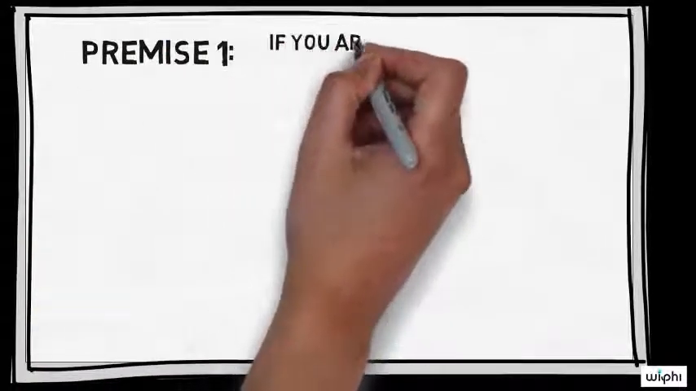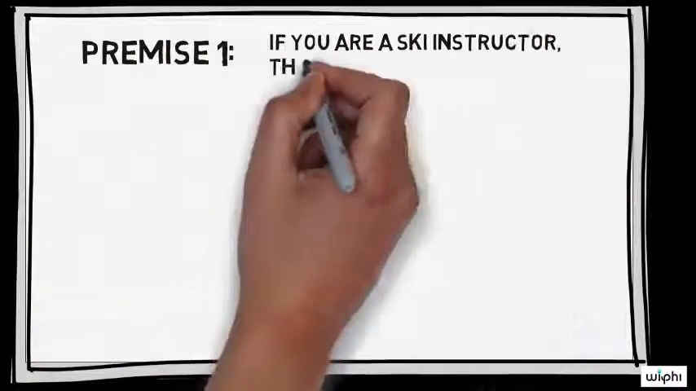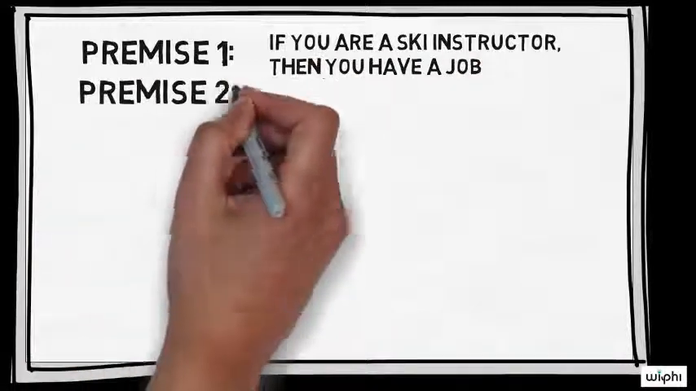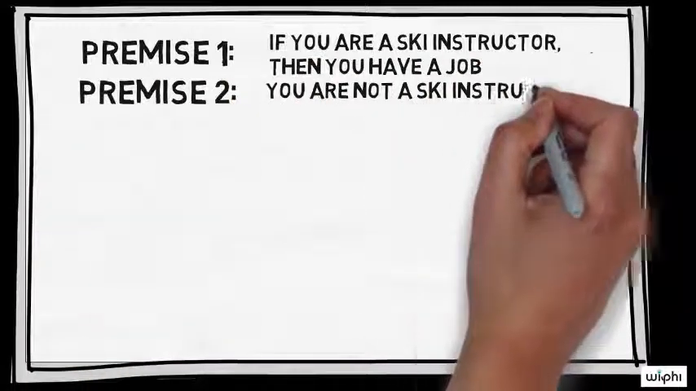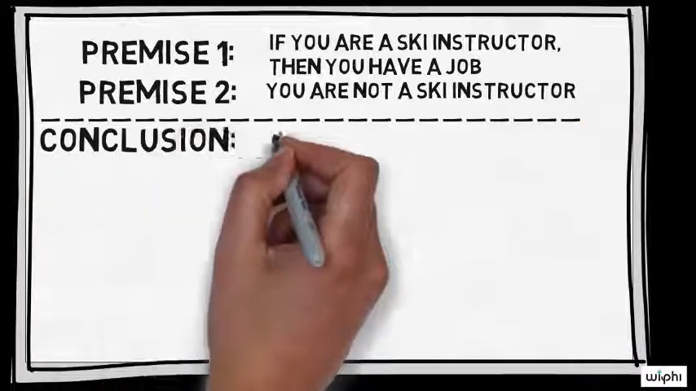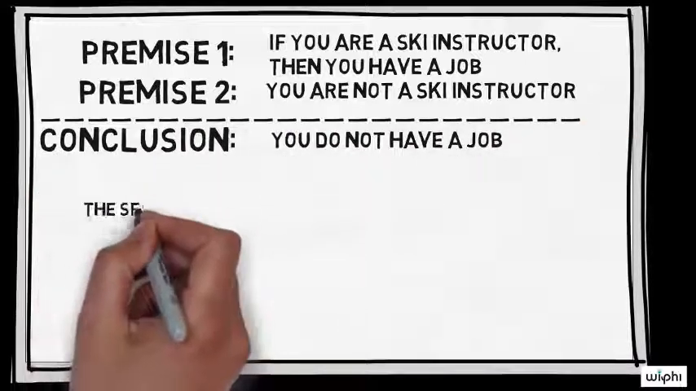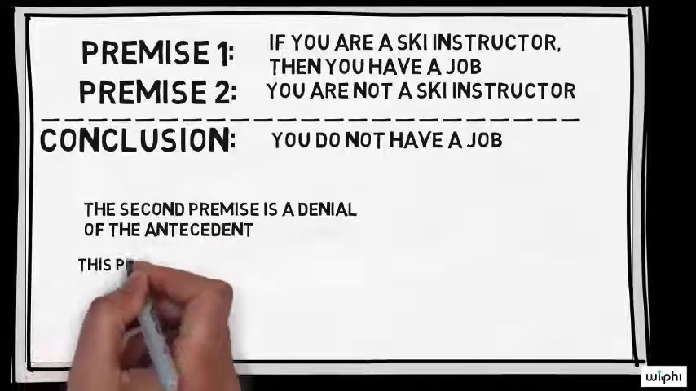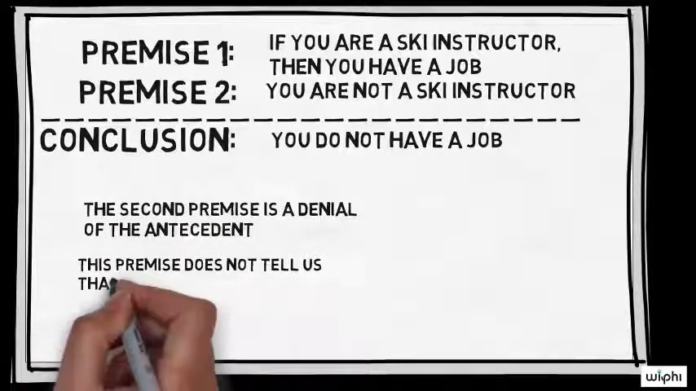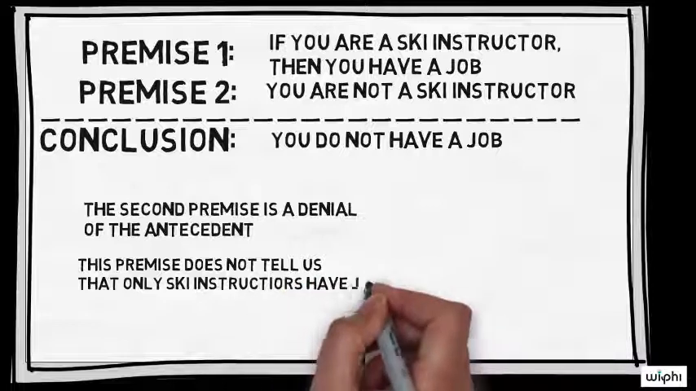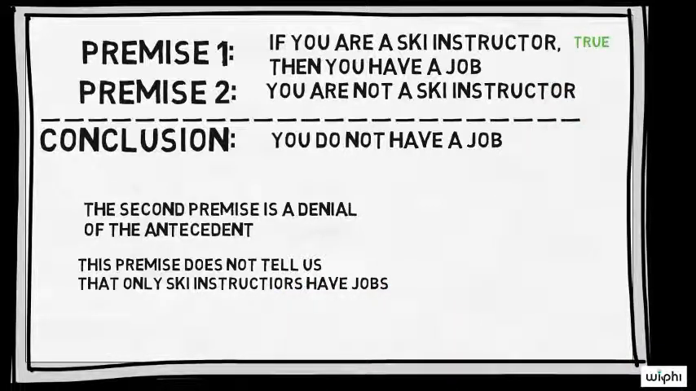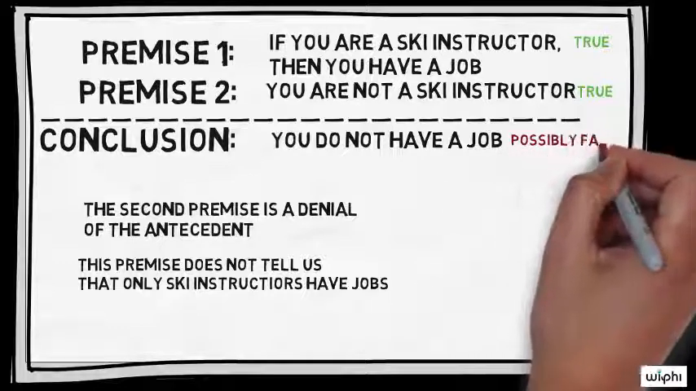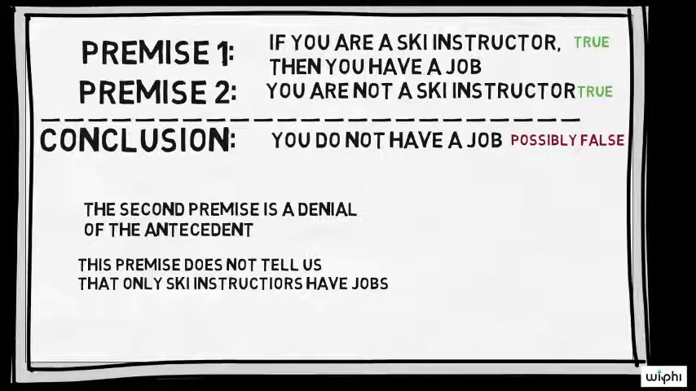Premise 1, if you are a ski instructor, then you have a job. Premise 2, but you are not a ski instructor. Conclusion, therefore you do not have a job. Here, the second premise is a denial of the antecedent. This premise does not tell us that only ski instructors have jobs. So even if the conditional statement is true, that ski instructors have jobs, it cannot be inferred that if you are not a ski instructor, that you are unemployed.